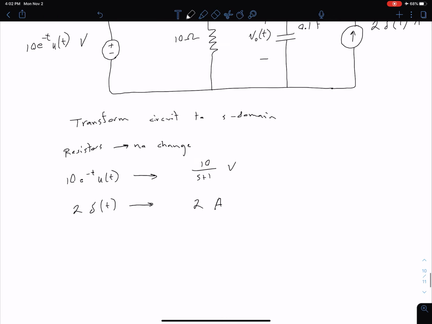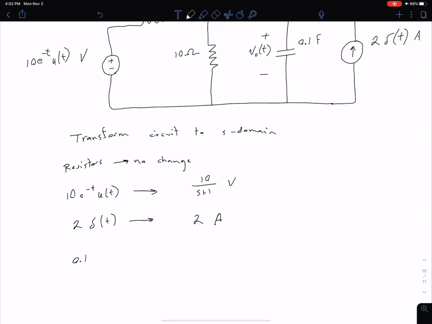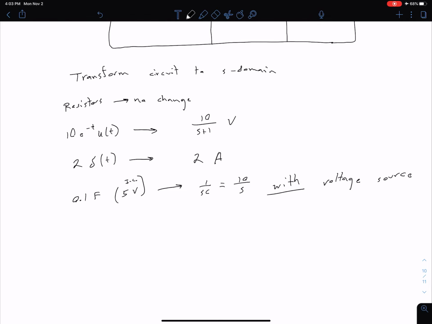So finally, we have our capacitor. Our capacitor is a 0.1 farad capacitor in our time domain, and we have a 5 volt initial condition. So our impedance is going to be 1 over SC. Plugging in the 0.1, we get 10 over S, but because we have that initial condition of 5 volts, this 10 over S is going to have to also have a voltage source in series. And that voltage source value is going to be 5 divided by S volts in series.